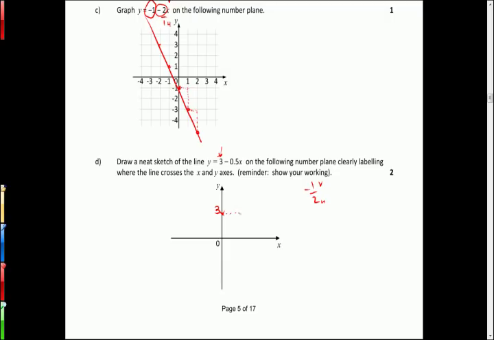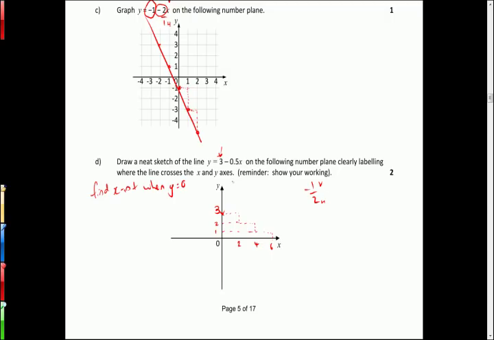So if I go 2 across, I go down 1. So I can see that the x-intercept is going to be 6. That's probably the harder way to do it. The easier way is you can always find your y-intercept when x equals 0 and your x-intercept when y equals 0. The y-intercept is easy because it's right there. For the x-intercept, I can just say find the x-intercept when y equals 0.